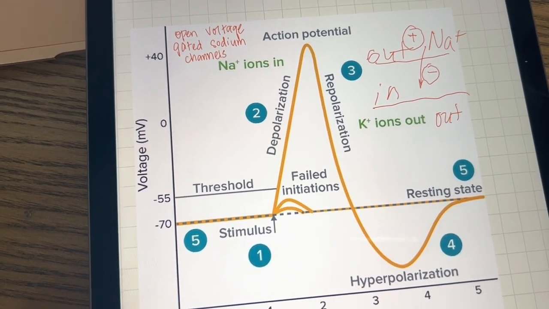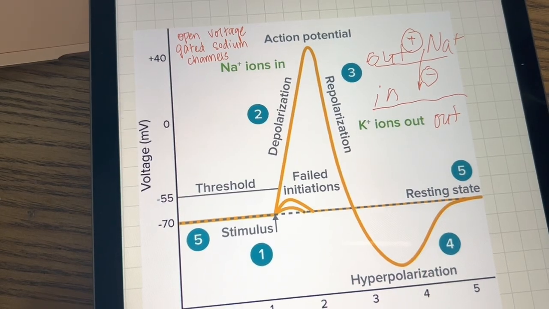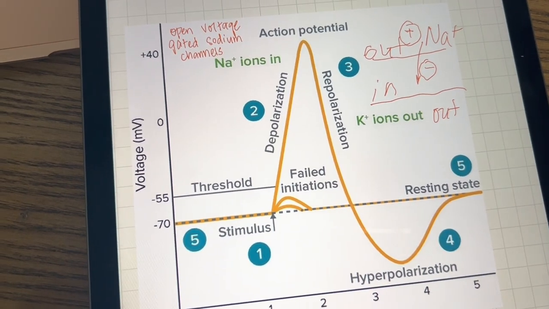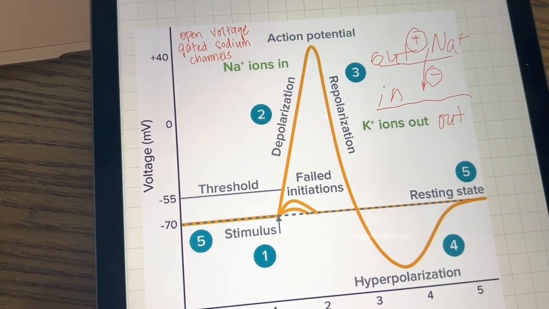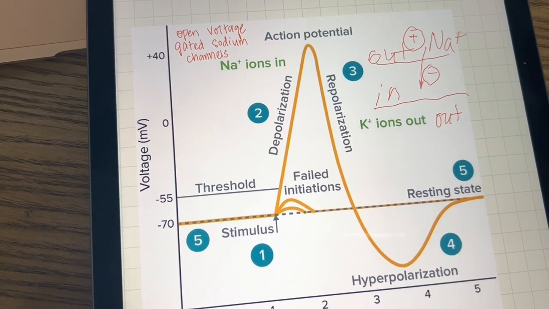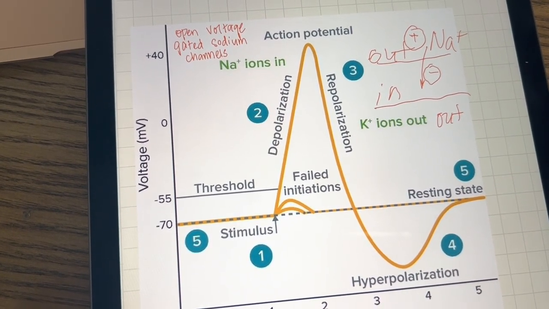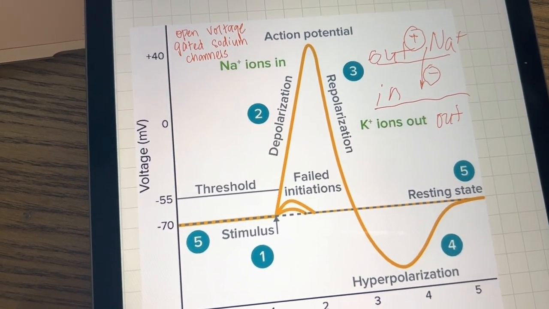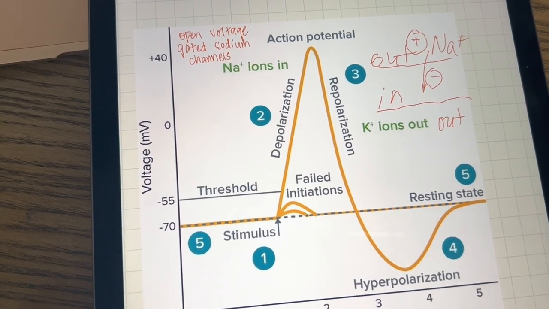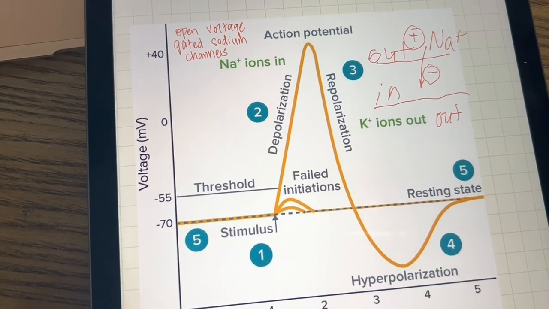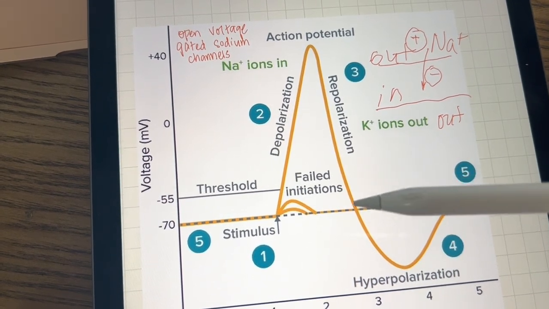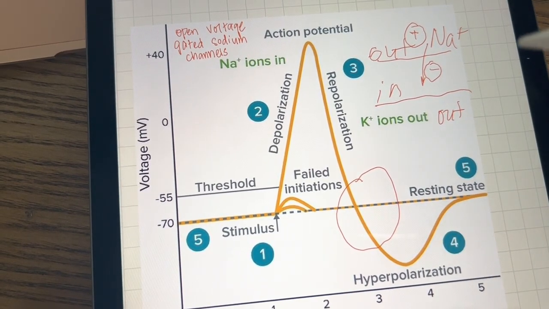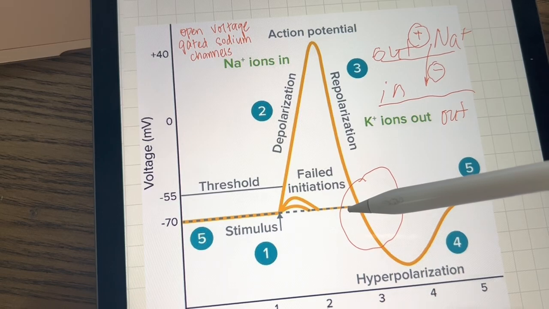Then repolarization occurs when the voltage-gated potassium channels open, and the potassium ions exit the neuron rapidly because there is a higher concentration of potassium ions inside than outside of the neuron. That's the complete opposite of the sodium ions. It's trying to get out. The efflux of these potassium ions causes the voltage to drop and returns the membrane potential to a more negative level. Originally it was already negative, at around negative 70 millivolts, but now it returns to an even more negative level.